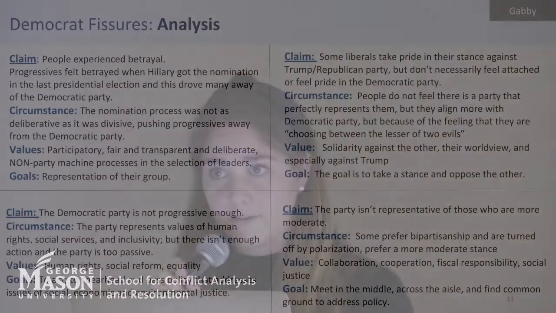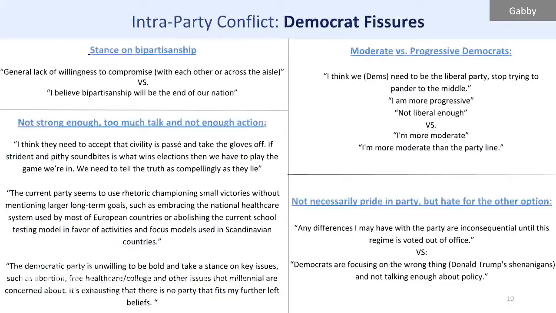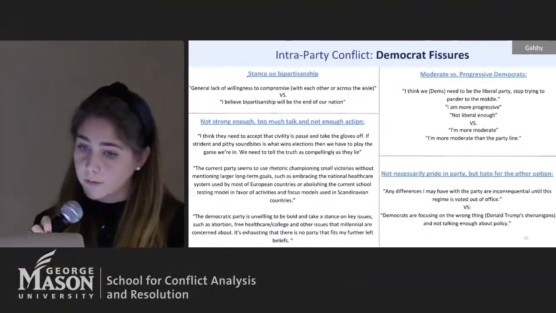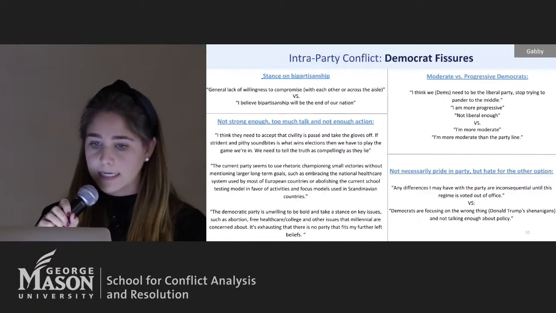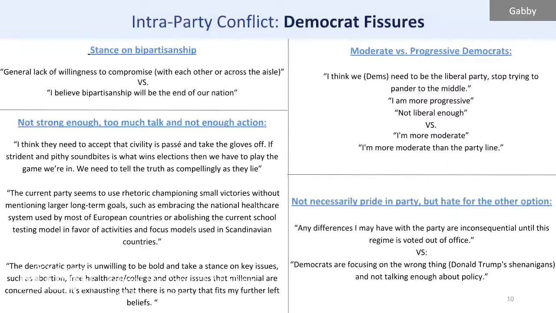Now, backtracking to the Democrat fissures that we first were able to identify in our survey and then supplement later on with more data collection. Some of the fissures we pulled out from the beginning was the stance on bipartisanship. Democrats who believe that the parties should be more willing to compromise across the aisle, and they want to work together with Republicans.